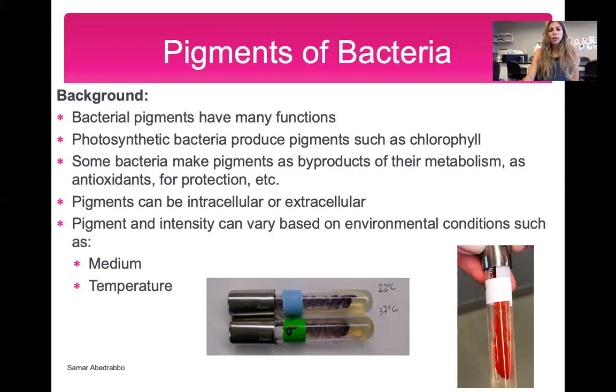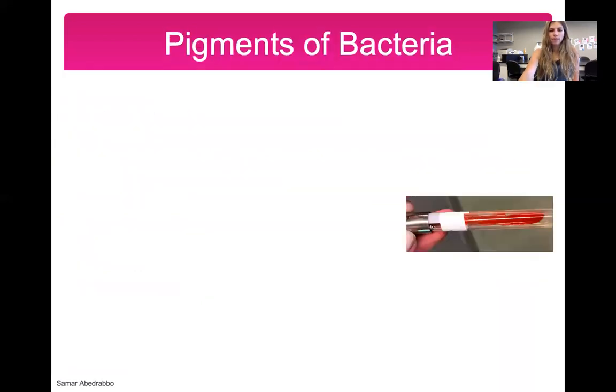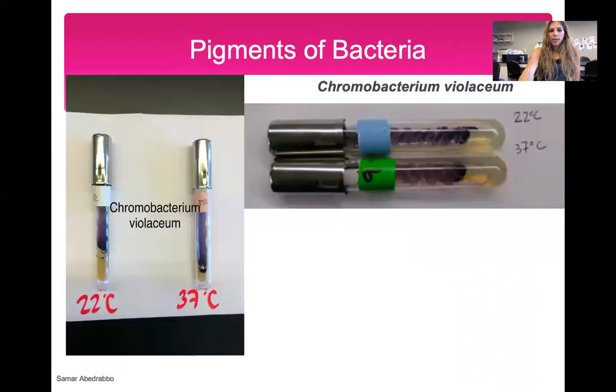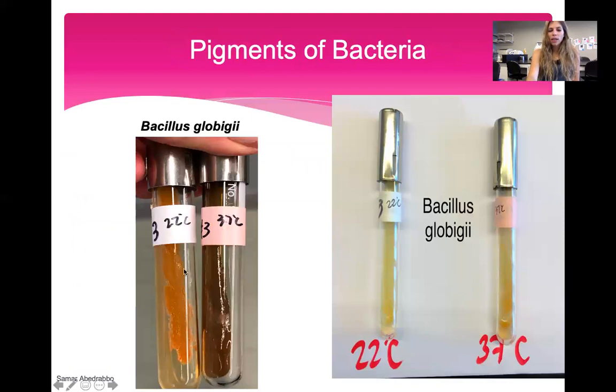So we're going to go through a lot of bacteria, and I want everyone to memorize what the bacteria look like at both temperatures and what pigments are produced. So let's go through. Okay, so here's Bacillus globigii. Both of these are pictures of the bacterium Bacillus globigii. Here it is grown at 22 degrees Celsius and 37. This is the same bacteria, but these tubes were incubated longer, so we got better colors.